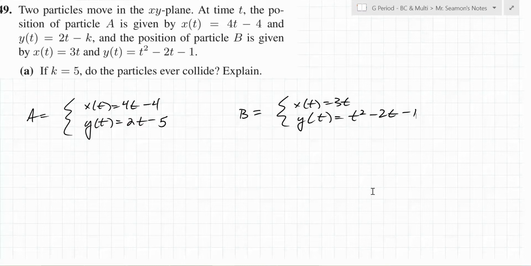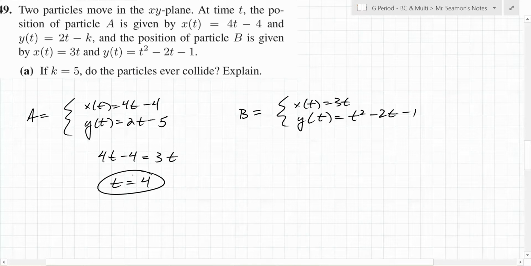So how do you figure out if these two particles can collide? Anybody have an idea? Just let the x part equal each other and say, okay, for them to collide, the x part at least has to be the same, right? So what does that mean? It means that t is equal to 4. So the only time they have the same x value is when time equals 4. So what do you do if that time equals 4?